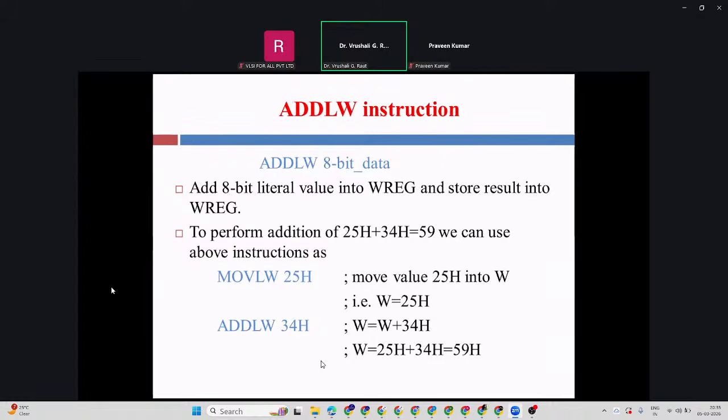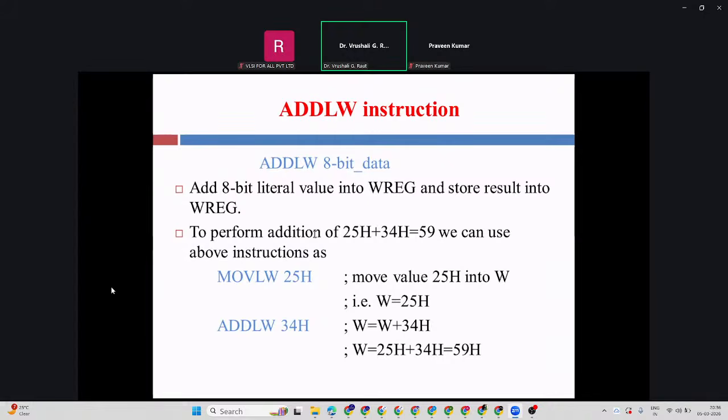Now look, again in assembly language, one more instruction I am showing you here: ADDLW. What is this instruction saying? It is saying to add the literal given in the instruction, the 8-bit data, to the value available in W, and store the result where? Again in the W register. So that is how the instruction works.